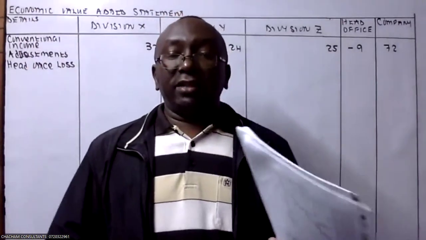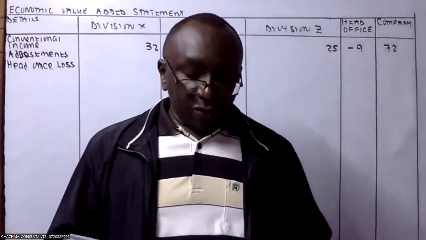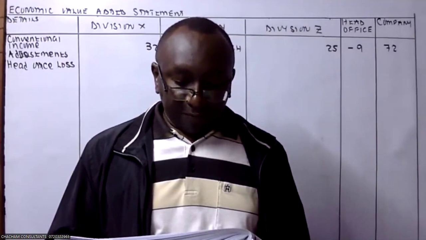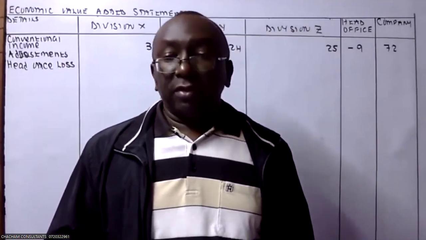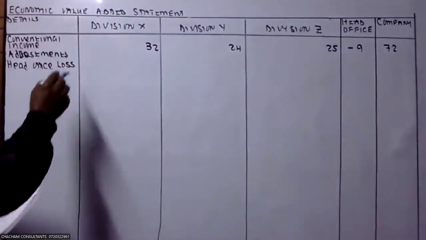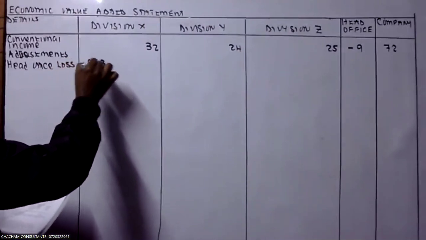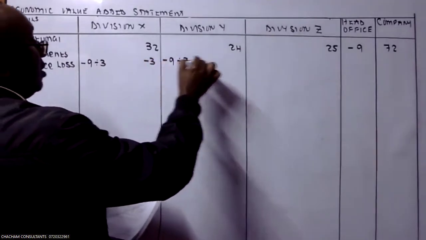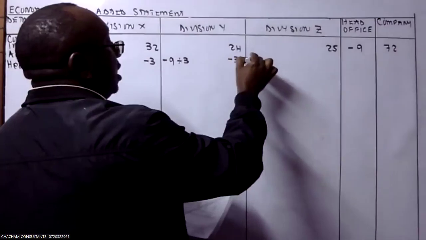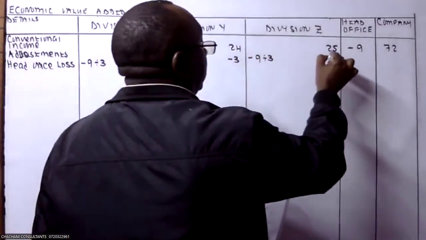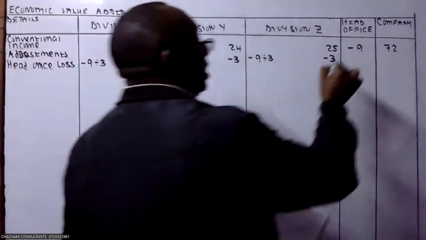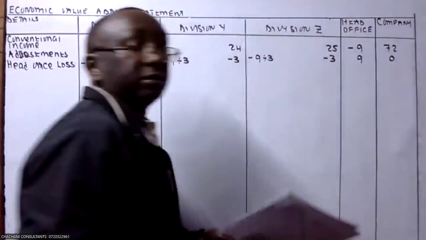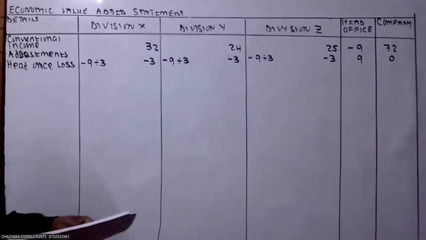Now, some questions will direct you on how to share the head office. According to this question, information 1, you can see they are saying the head office liabilities and net assets are to be shared equally. So if we are supposed to share equally, then here we say -9, you divide by 3, so we bring -3 here. Then -9, divide by 3, -3. -9, divide by 3, -3. And then here you put +9 so that nothing gets here. They add to 0. So this is removed.